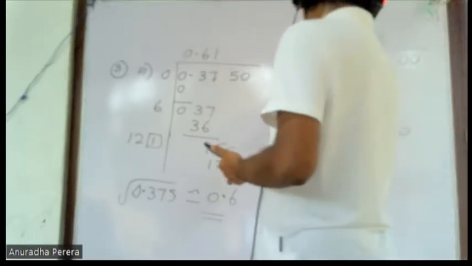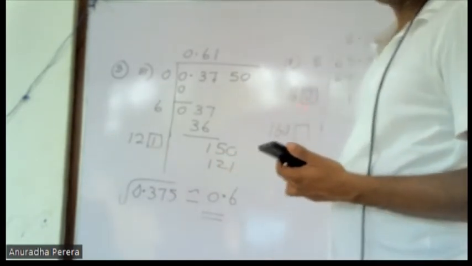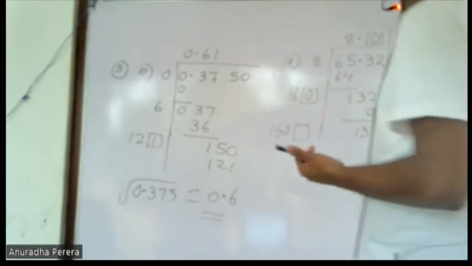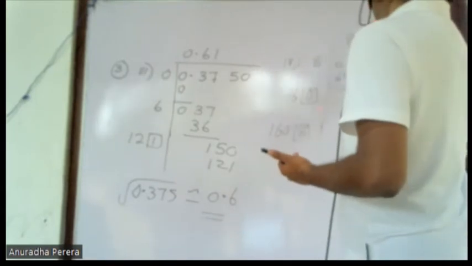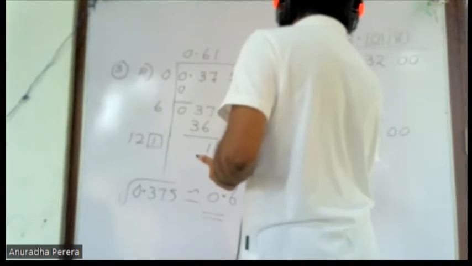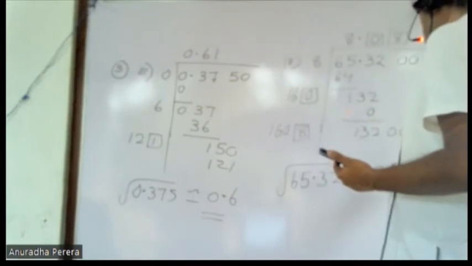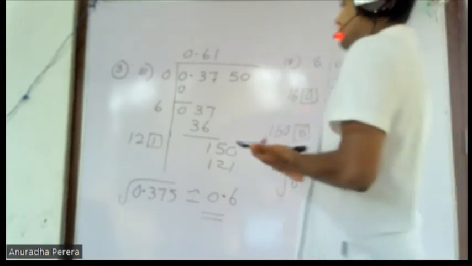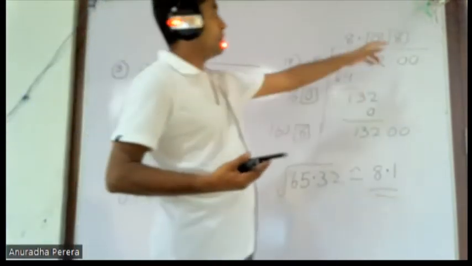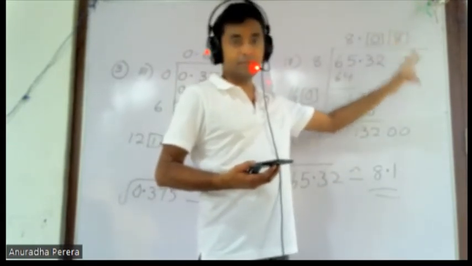Twice of 80 is 160. We need a value. What is the value? 8. Yes, it is 8. You can write the answer: the square root of 65.32 to the first decimal place is 8.1. Because the second decimal place value is 8, a value greater than 5, when rounding off, 1 should be added to the first decimal place, so 8.1.